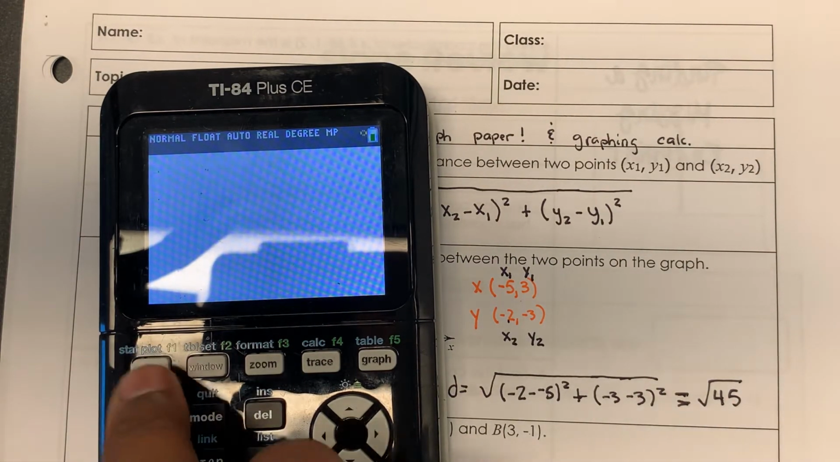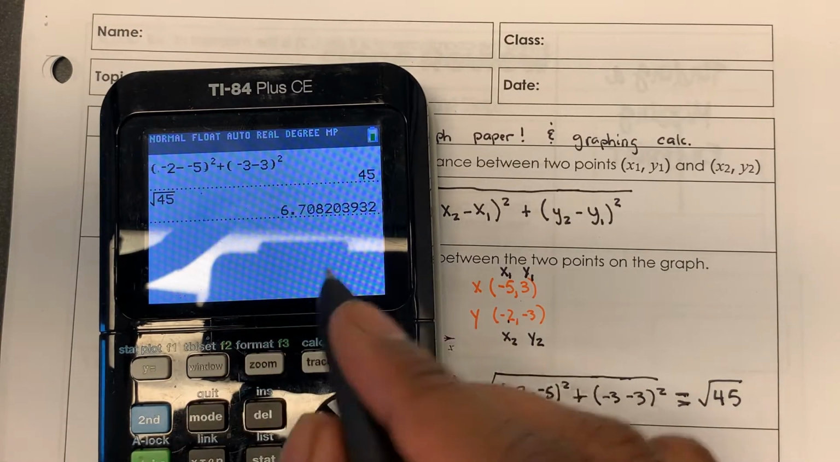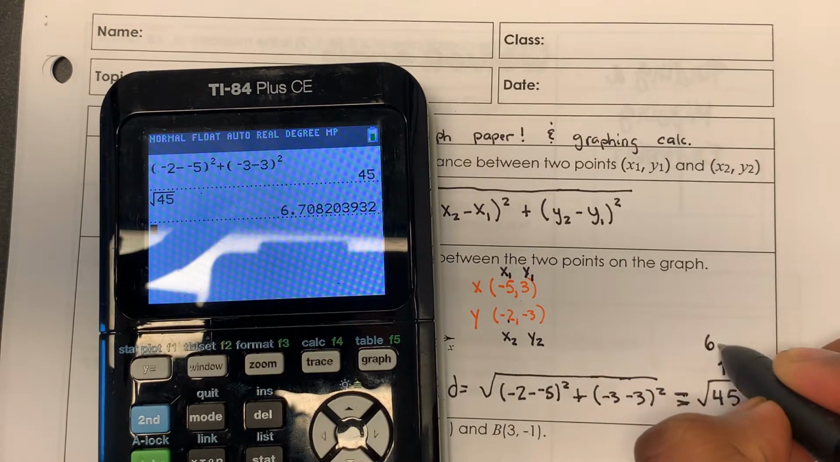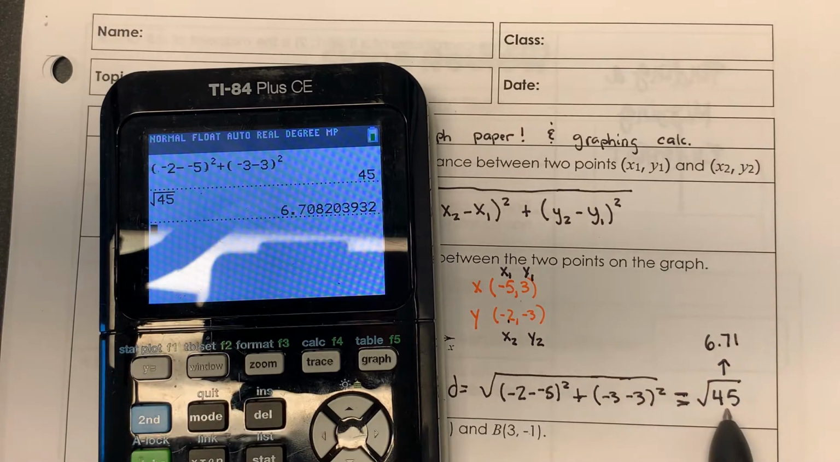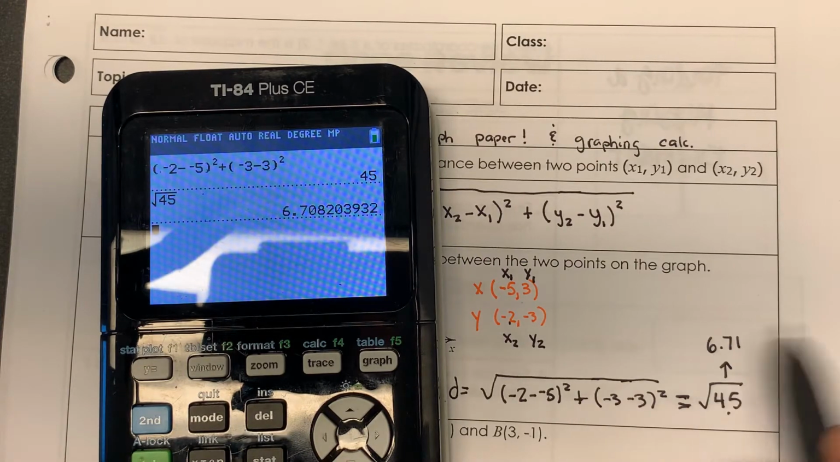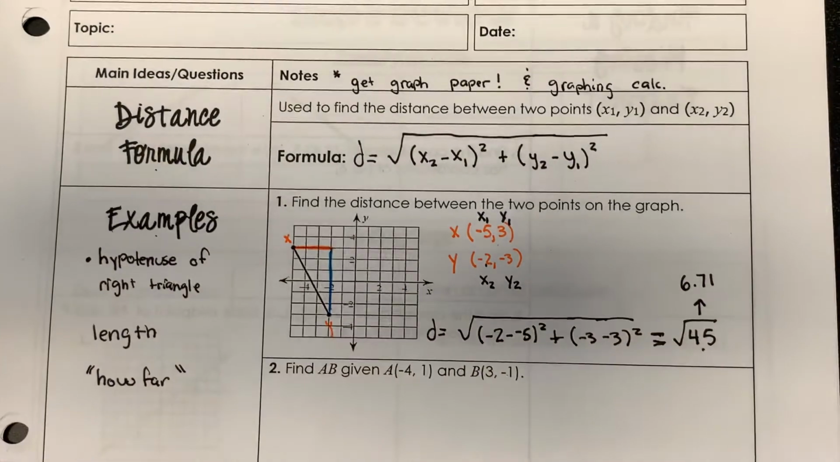If we do the square root of 45, we get 6.71. So above this, we will put 6.71. The exact answer is square root 45. As a decimal rounded to 2 decimal places, it is 6.71. As long as we can identify our points, we should be good to go.